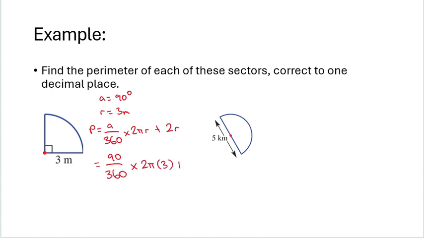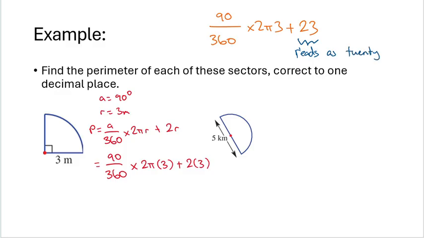Now in brackets here, I'm going to do this, and then 2 brackets 3 again. The reason why I do brackets is because if I did this without brackets, say for example, if I typed in 90 out of 360 times 2 pi 3 plus 2, 3, as you can see, if you were to look at this number, this reads as 23. That's not what we want. We want to not do this, okay?